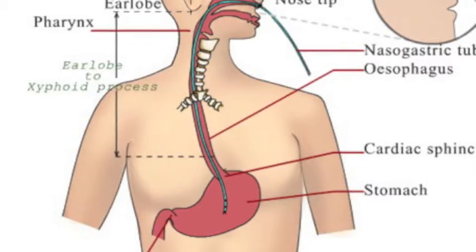Measuring, placement, verification, the three ways. The definitive is X-ray, then pH, and then the air exchange. And you always irrigate with saline. It's isotonic.